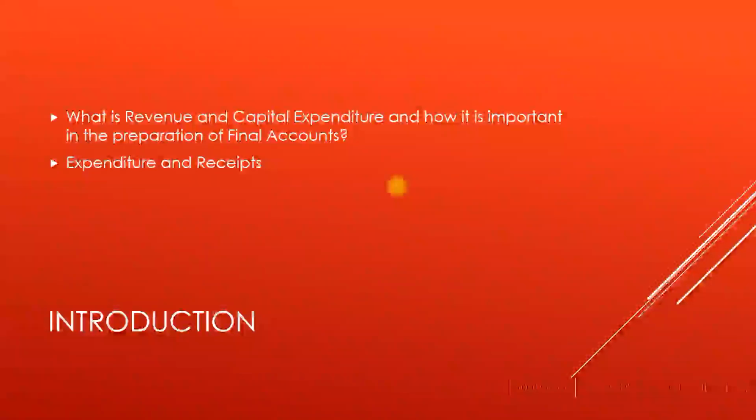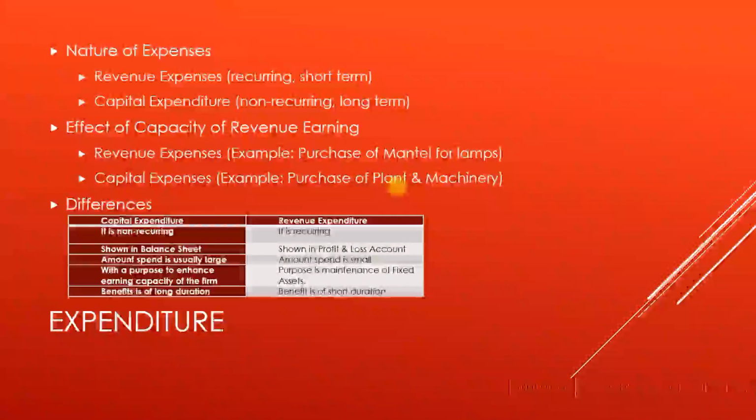Next, we will see what is expenditure, and then we'll see what is deferred revenue expenditure, and then we'll see also what is receipts. So first, what is expenditure? Here we see what are the nature of expenses, revenue expenses and capital expenditure, effect of capacity of revenue earning on revenue expenses and capital expenses, and the differences between capital expenditure and revenue expenditure. So this much we actually try to cover.